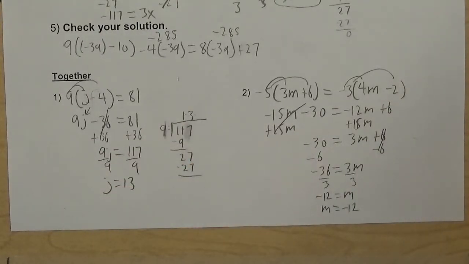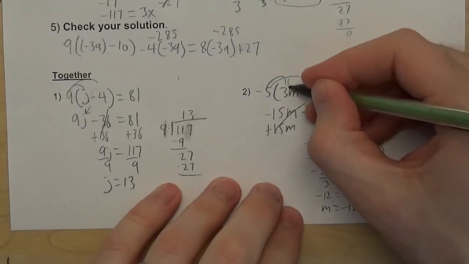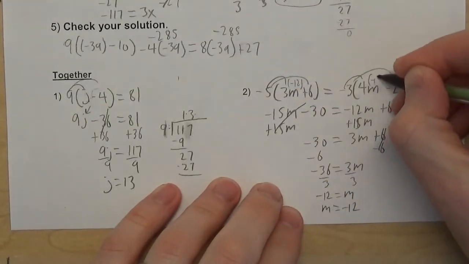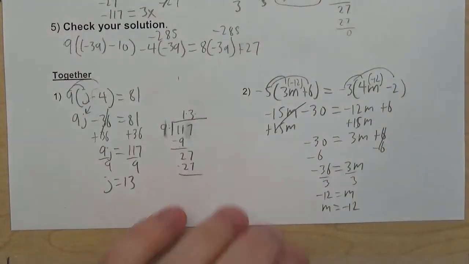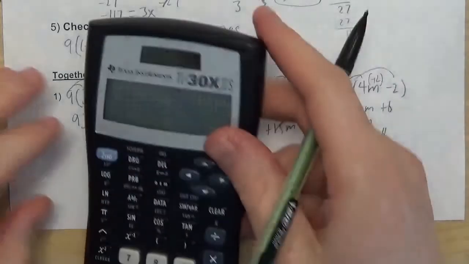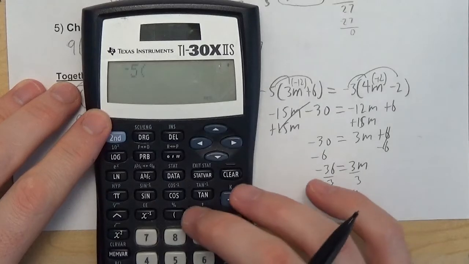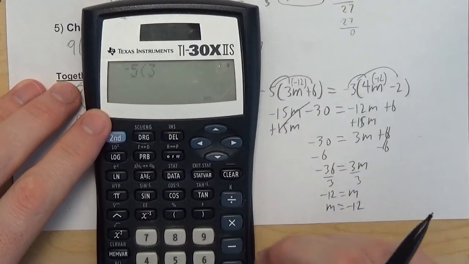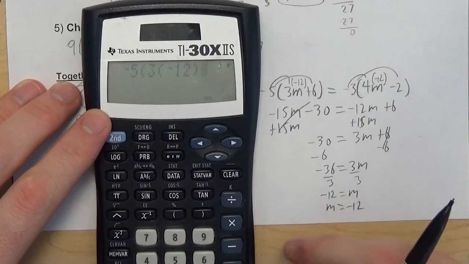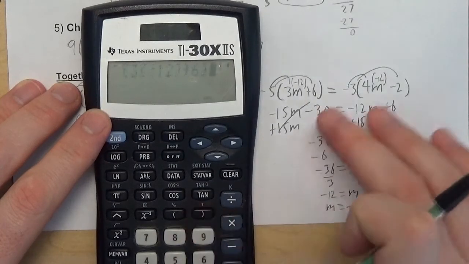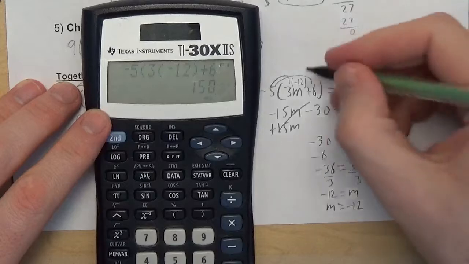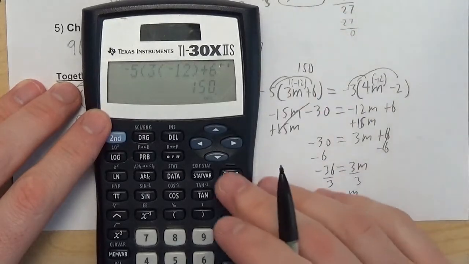Okay, let's try this out and see what we get if we plug in negative 12 here and here, if the two sides really do come out equal. Let's see here. We got negative 5 parentheses, and then we got 3, and then negative 12 gets its own set of parentheses, plus 6. Finish off that last parenthesis there. This side is 150 over here.